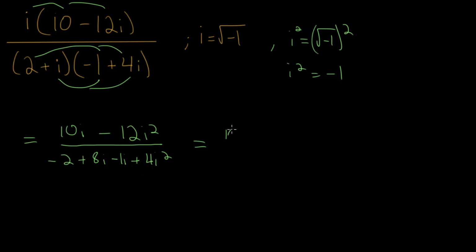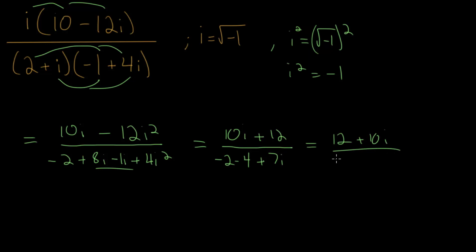So we have 10i minus 12 times -1, or plus 12, since negative times negative is positive. And for this plus 4i squared, this will just become 4 times -1, or minus 4. So we get -2 minus 4, and these like terms we can combine to get 7i. We'll rewrite in standard form with the real part first. We have 12 plus 10i, and in the denominator, we have -6 plus 7i.